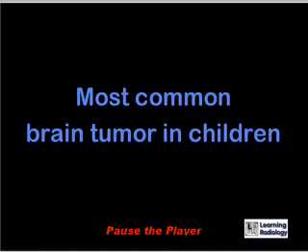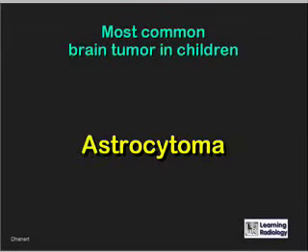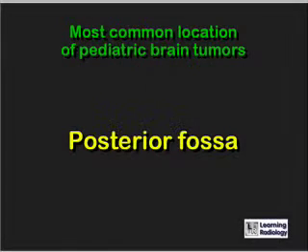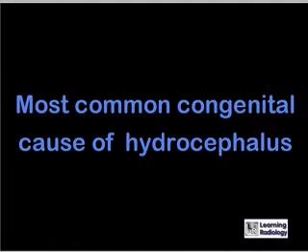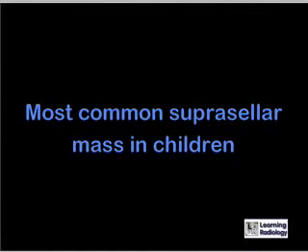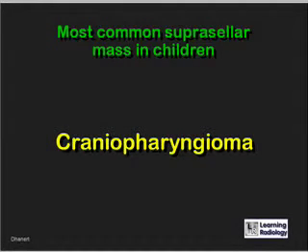What is the most common brain tumor in children? An astrocytoma. What is the most common location of pediatric brain tumors? The posterior fossa. What is the most common congenital cause of hydrocephalus? Aqueductal stenosis or obstruction. What is the most common suprasellar mass in children? A craniopharyngioma.